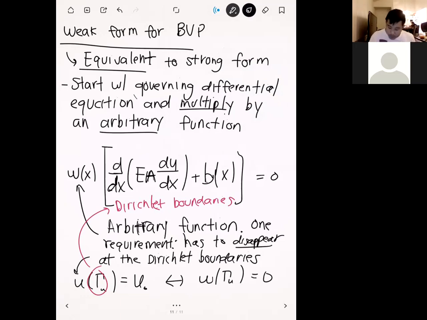Okay. So right now, our only requirement on W is that whenever we have a Dirichlet boundary condition, W has to be 0 at those places. And it's different. Remember, for U, the Dirichlet boundary condition can be anything, but for W, at the Dirichlet boundary condition, it has to be 0. Any questions on this so far?